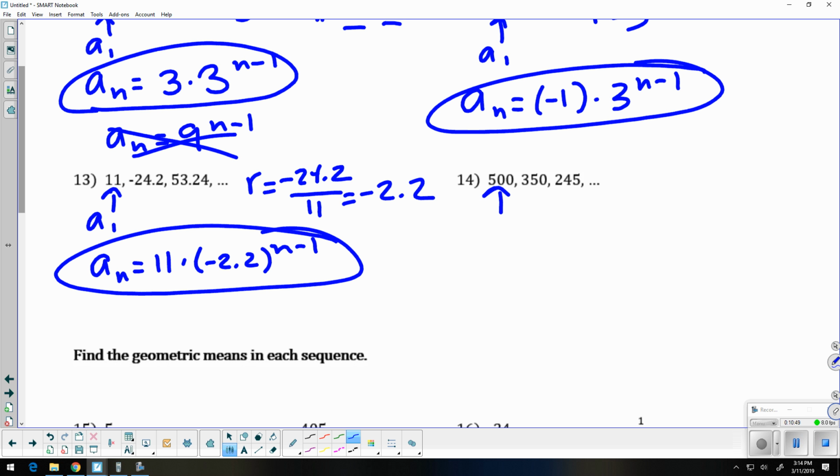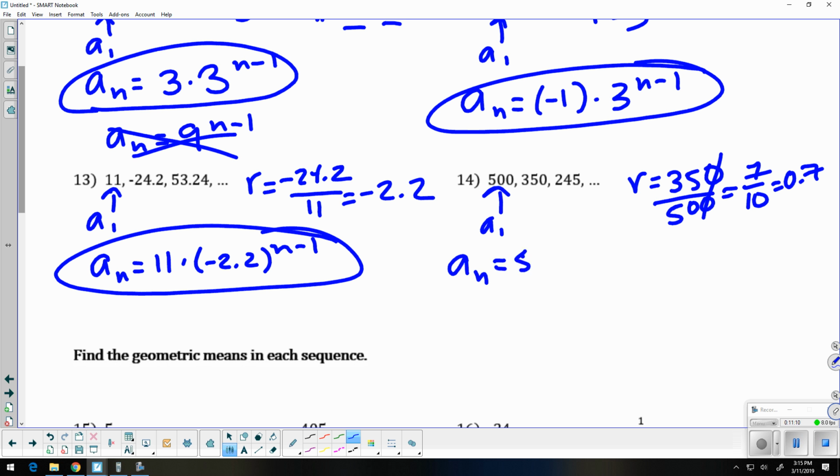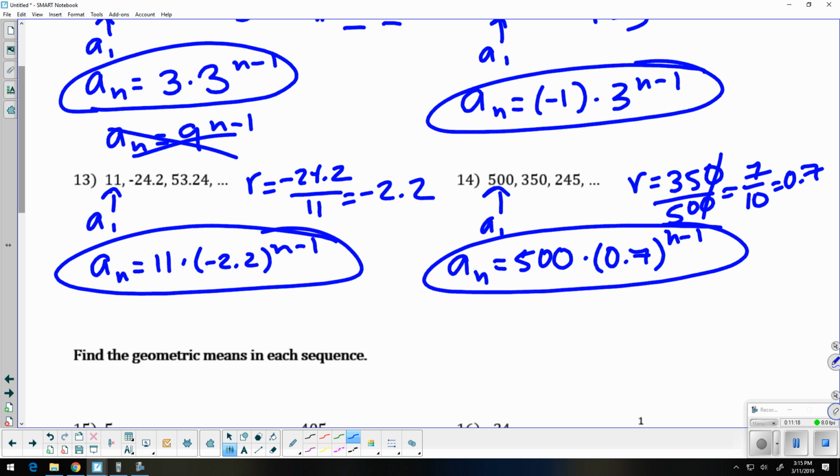The last one, 14, we have a sub 1. Figure out what r is for this problem. So again, taking any term, take like 350, divide it by 500. So that cancels. Divide these both down by 5. We're looking at 7/10, or you can use the decimal 0.7. So either way, to find any term in this sequence, we're doing a sub 1 times r, which is raised to the n minus 1. And there's your answer.